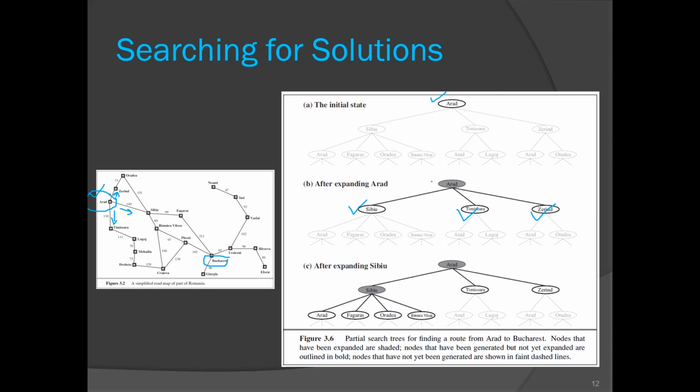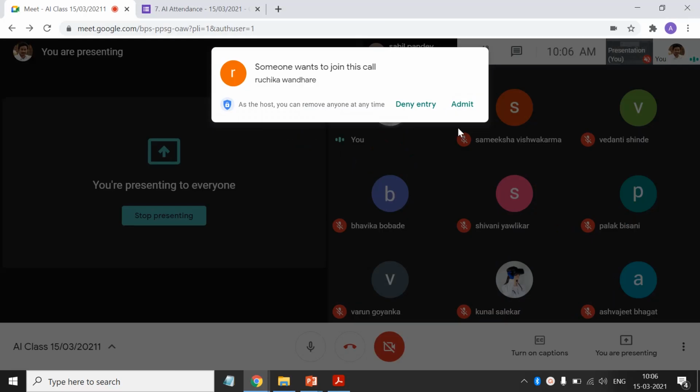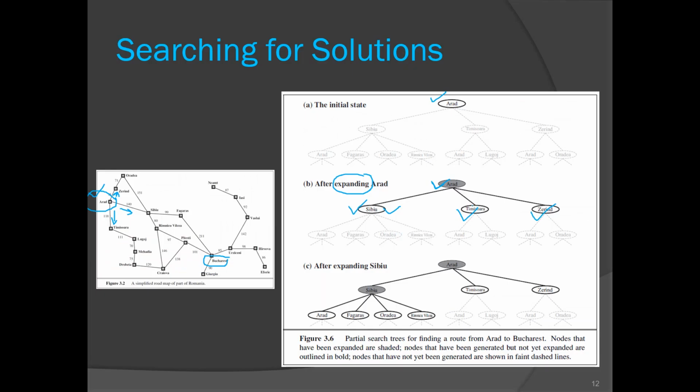So when we expand Arad, these 3 children are generated. So remember this terminology, expansion. You are expanding that parent node and child nodes are generated. So expansion and generation. Now at this moment we have these 3 nodes ready for getting expanded. So we have Sibiu, Timisoara and Zerind. We can choose any one.